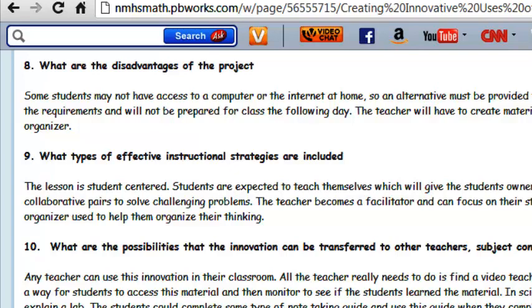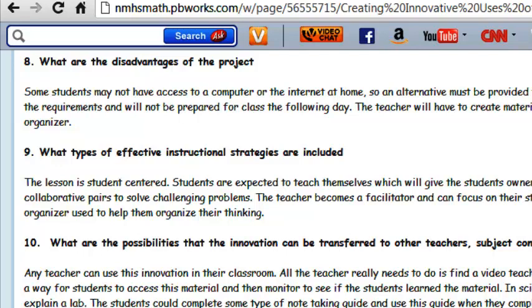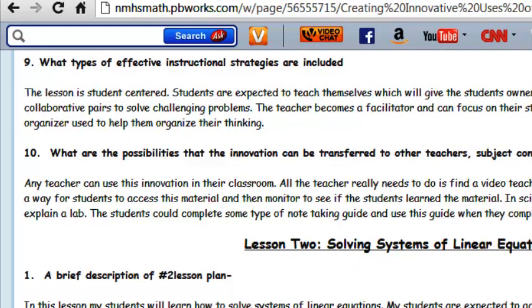Students may not complete the requirements and will not be prepared for class the following day. So in case that happens, the teacher would have to have a backup plan for those students. I think, though, if you continue and let them know your expectations, that more students would feel comfortable watching videos at home and then coming in to be able to practice.